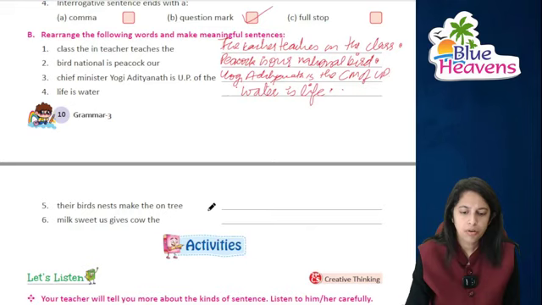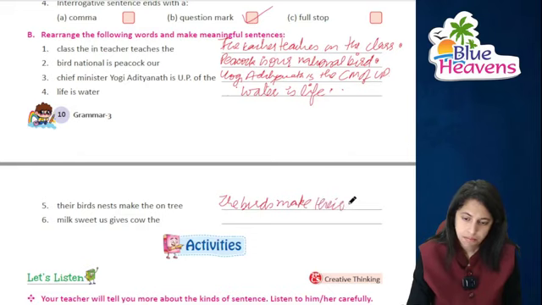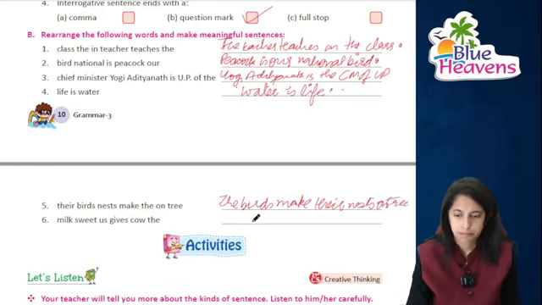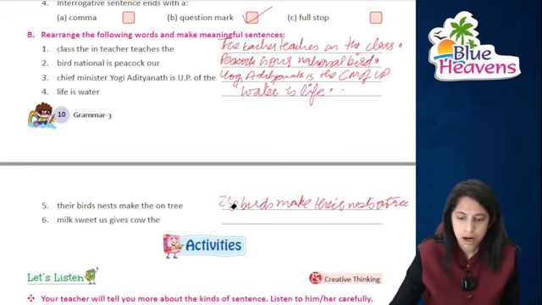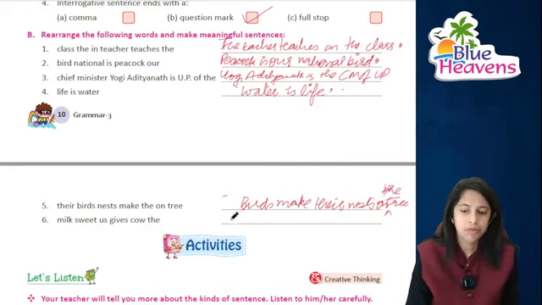Their birds nest make the on tree. That is, birds, they make their nest on the tree. Just correct this. This is actually birds. यहाँ से the हटाइए, right? This is birds make their nest on the tree, right? Because we cannot mention the before birds because we are not mentioning a specific bird, right? Milk sweet us cow. The cow gives us milk, right?